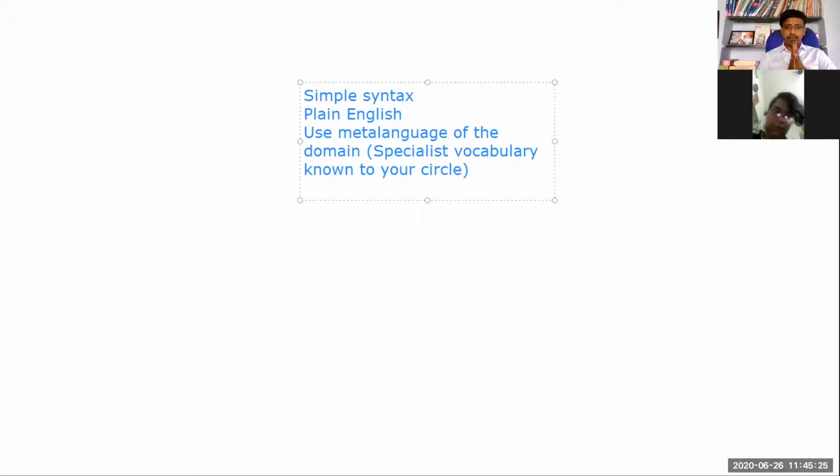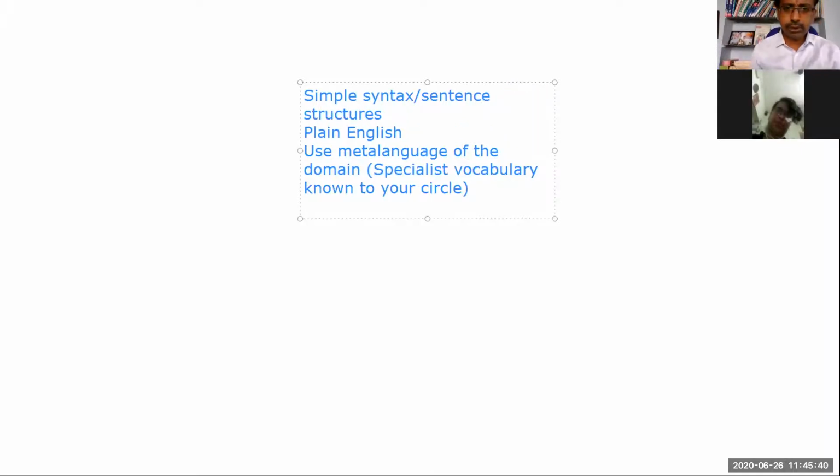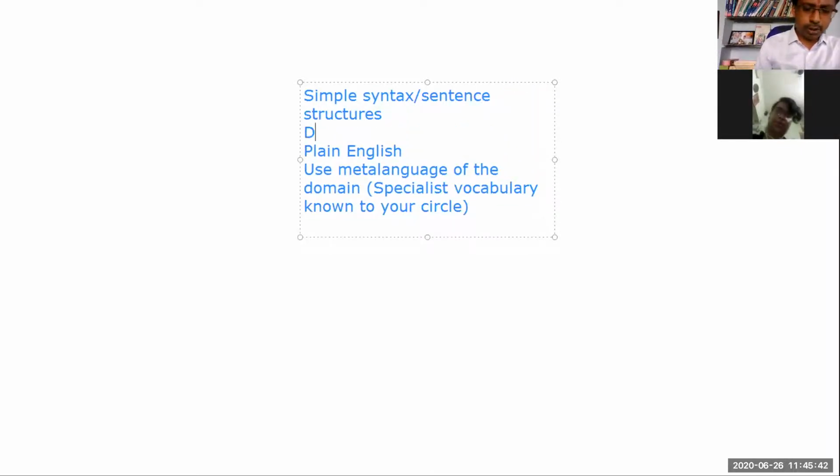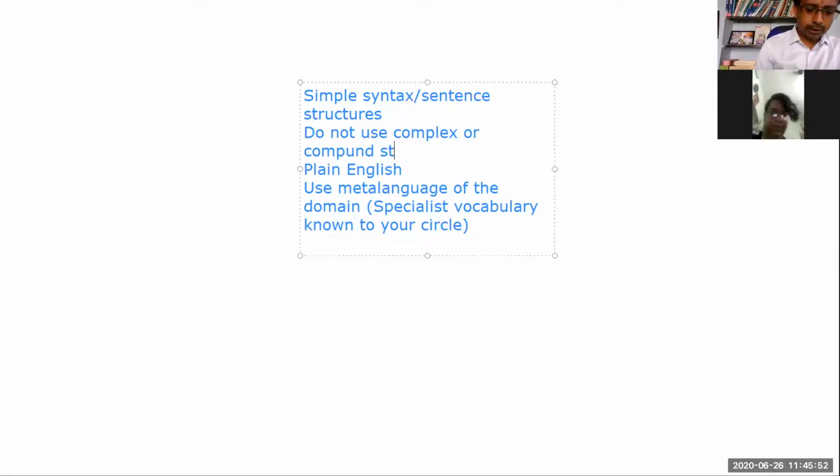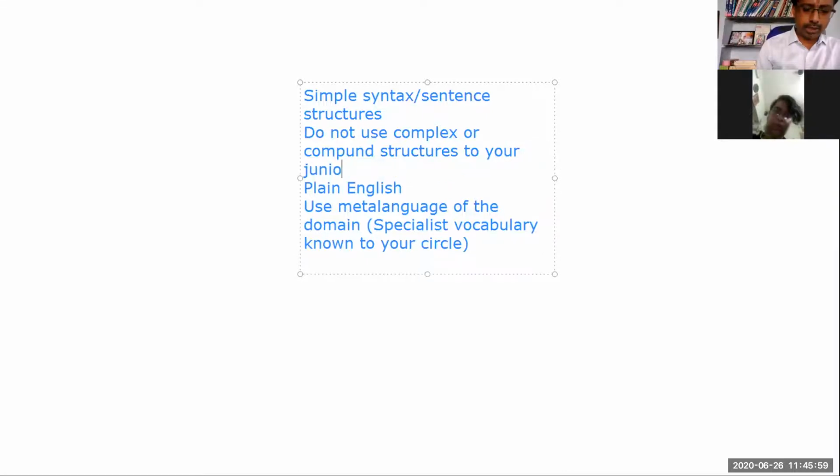Meta language of the domain. Simple syntax, plain English, use meta language of the domain. Simple syntax is simple sentence structures. We are not supposed to use very complex structures. Do not use complex or compound structures with your employees, your junior employees.